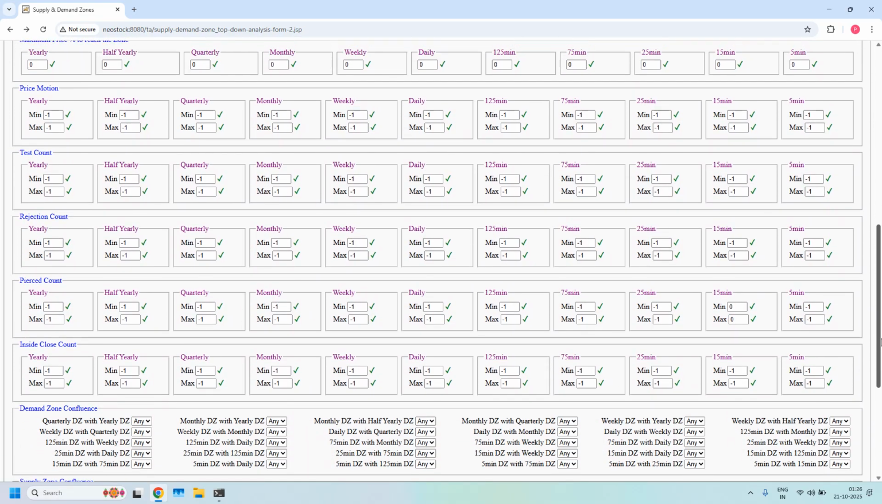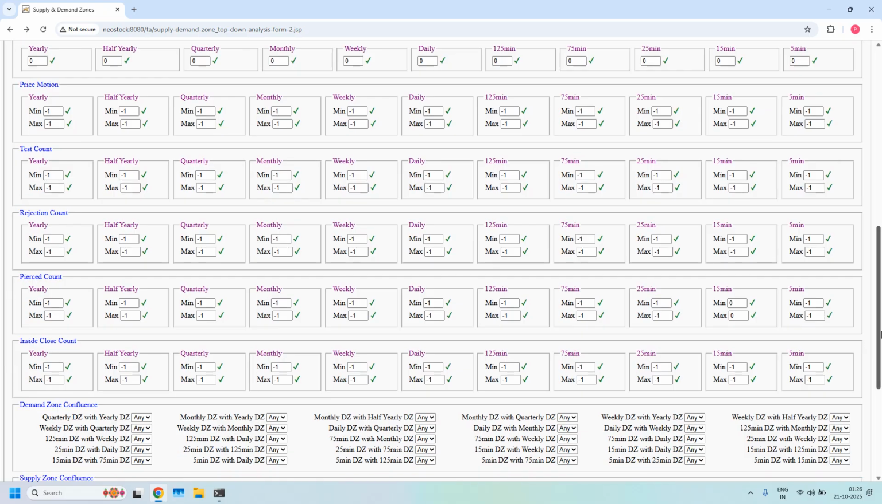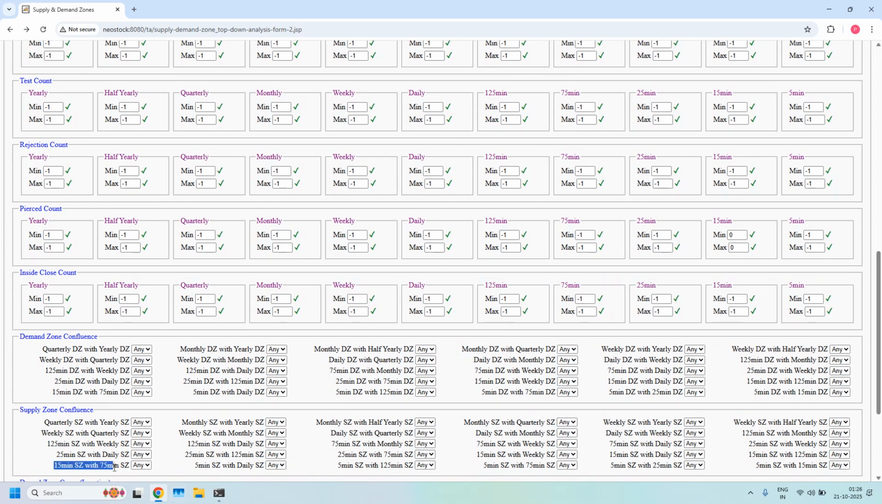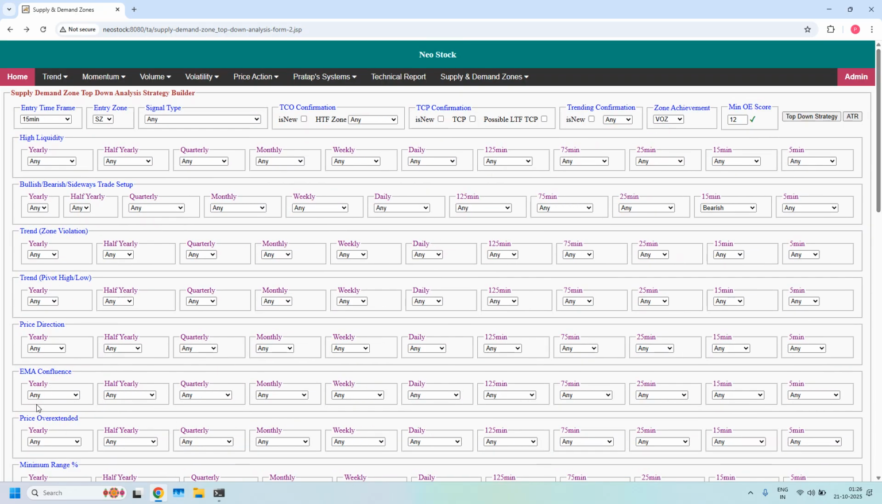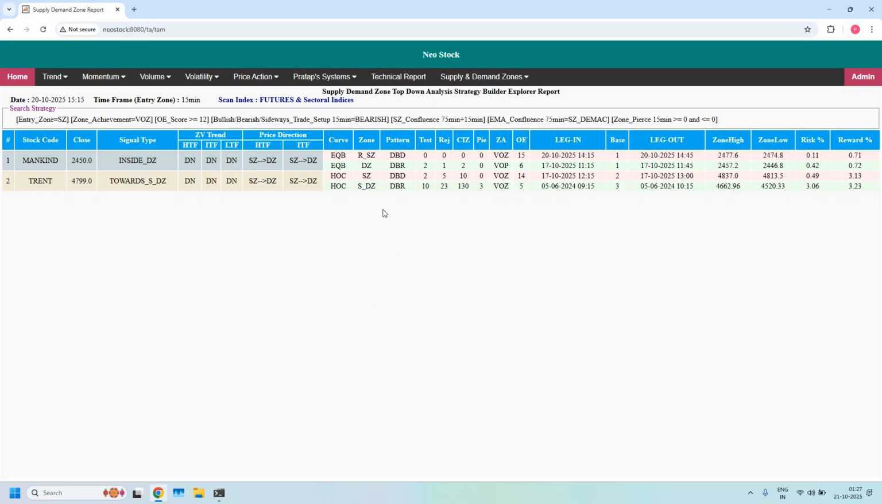applying the filters one by one. First, 15 minutes and 75 minutes supply zone confluence. I am enabling the filter. And then EMA confluence. 75 minutes supply zone with daily EMA confluence is enabled. Let's filter. We got 2 stocks. So these 2 75 minute supply zones might have more high probability to succeed, provided less than 20 checklist items are satisfied. Otherwise, higher chances of zone violation.